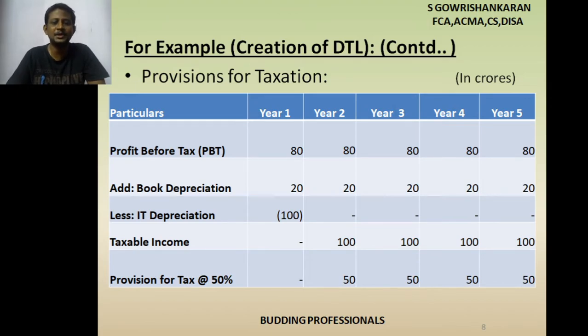Then what is my taxable income for the second year? 100 crore. For the third year? 100 crore. For the fourth year? 100 crore.